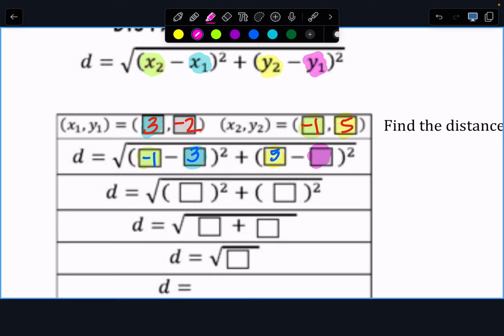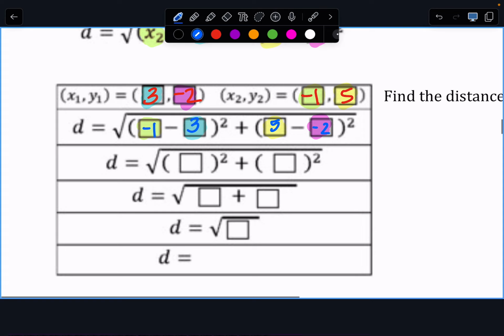What is the... Thank you. I love the enthusiasm. Okay, now step by step, we need to do the subtraction first. What is -1 minus 3? Yeah, -4. You have your calculator if you need it. What about 5 minus -2? 7.